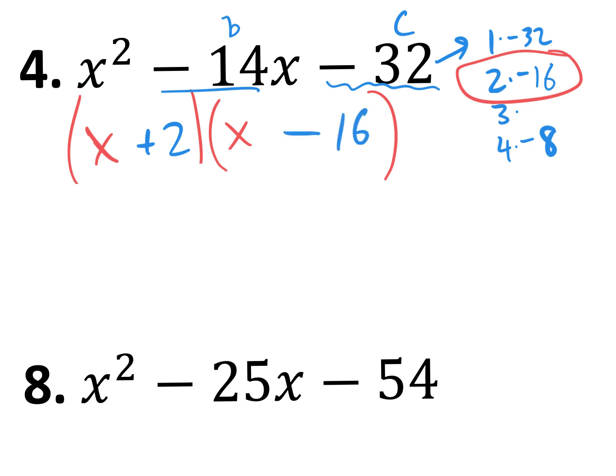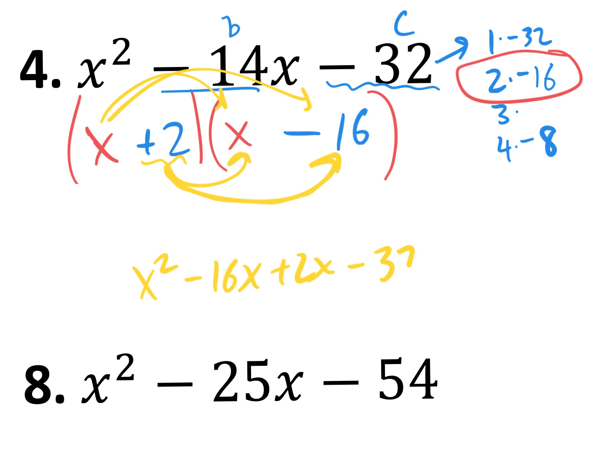Now, if you ever doubt that you have the right answer, you could always distribute. If you're doubting yourself, go ahead and distribute: x times x, x squared. x times negative 16, negative 16x. Positive 2 times x, positive 2x. Positive 2 times negative 16, negative 32. And then combine the negative 16x with the positive 2x, and you will get the minus 14x that you have right here in the middle.